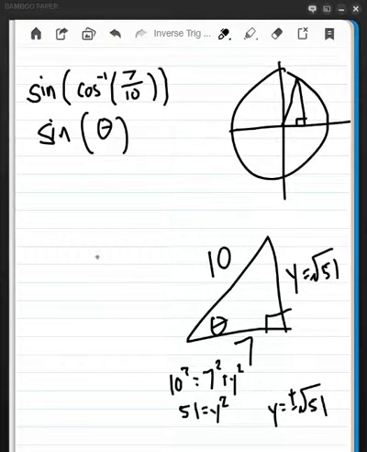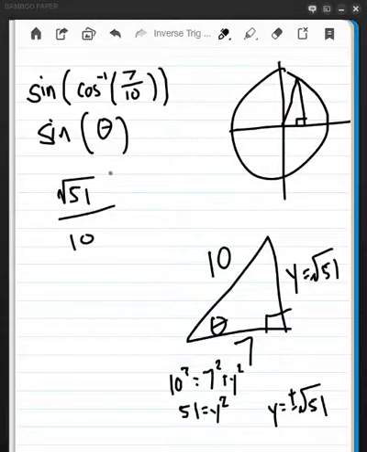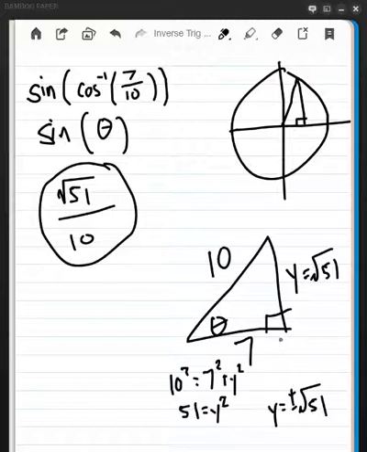All right, now let's go back to the problem that we had. Sine of this angle. Sine is opposite over hypotenuse, so the sine of this angle would be the opposite, which is the square root of 51, divided by the hypotenuse, which is 10. And there you have it. There's your evaluated expression reduced to a ratio of two numbers. So this whole thing is equivalent to square root of 51 divided by 10.